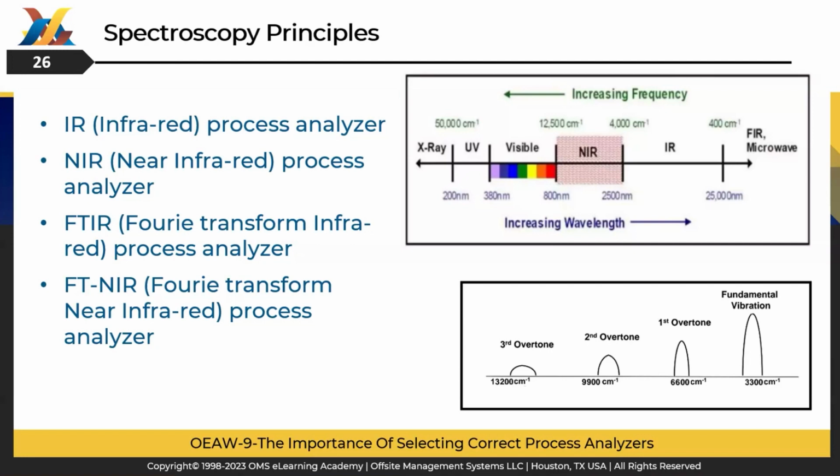FTIR is considered a more expensive and complicated solution, and structure information is not our primary interest, as we are looking for composition. So in many applications, the near-infrared analyzer, the near-infrared measuring method, will be enough for our purposes.